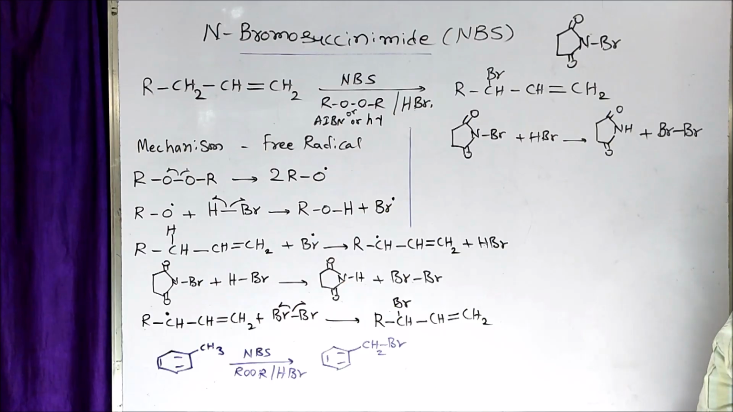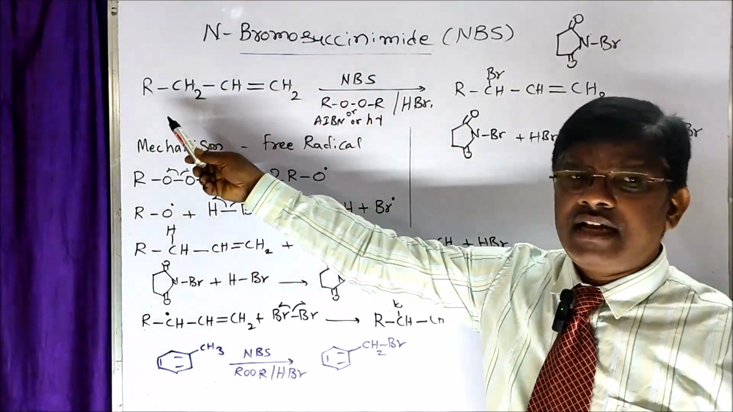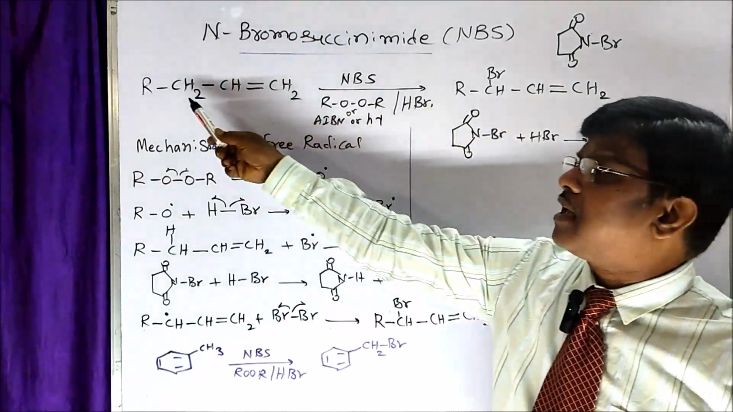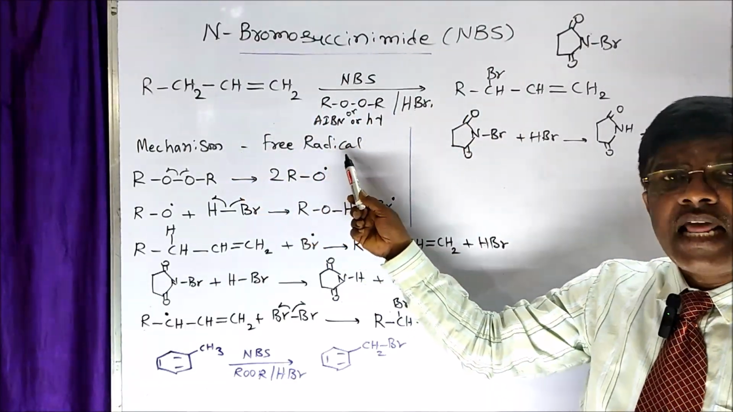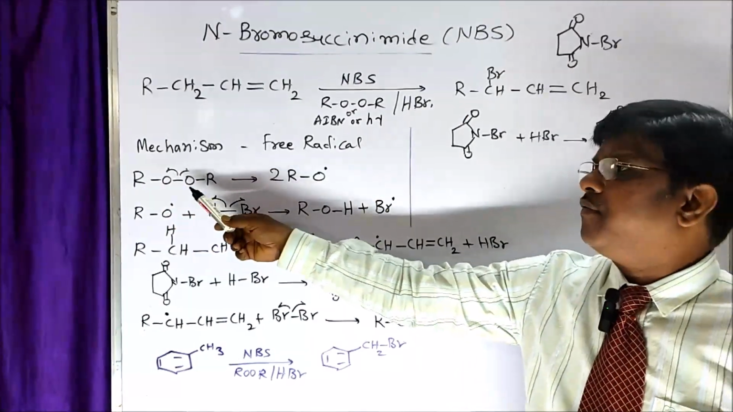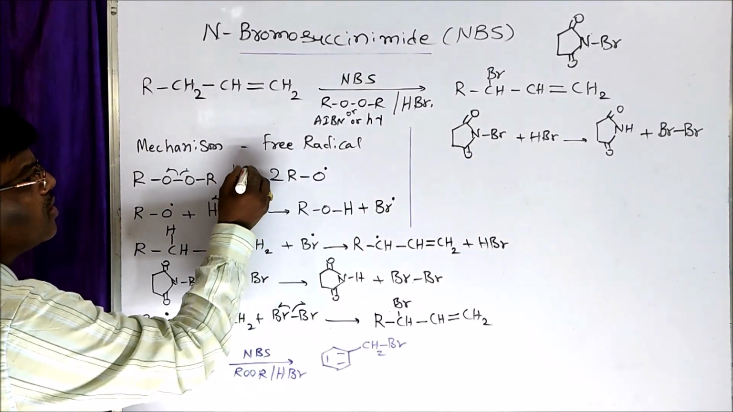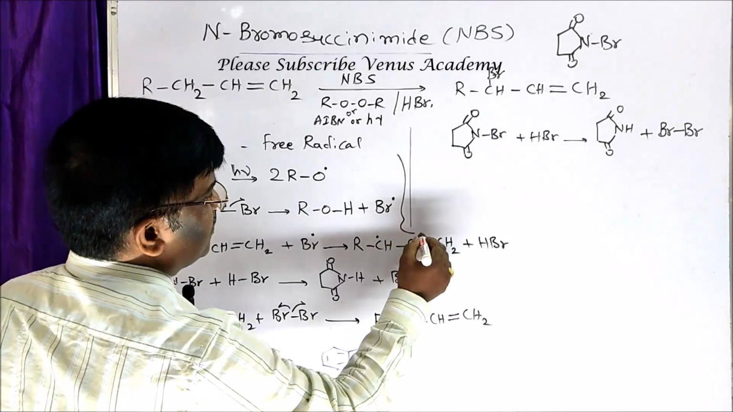Yes students, let us see the mechanism of the N-Bromosuccinimide reaction. Dear students, as I said, this reagent is commonly used for allylic bromination. This is the allylic carbon, allylic bromination. The mechanism follows a free radical mechanism. In this reaction we use peroxide, and peroxide in the presence of light undergoes radical initiation. These are all initiation steps, right?